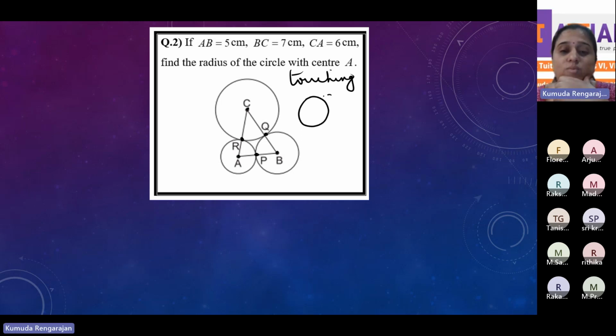Intersecting circles will have 2 points in common. Touching circles will have only 1 point in common. See here, this circle and this circle have only this point R in common. These two circles have Q in common, and these two circles have P in common. Touching circles have exactly 1 point in common. So these are touching circles.